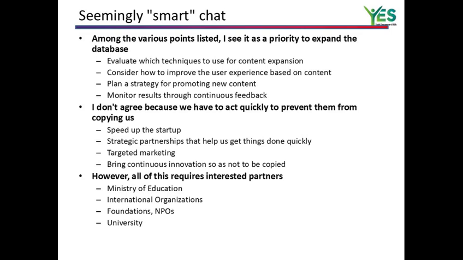Yes, but all of this requires interest from potential partners. How do I find the right partners? How do I contact them? And ChatGPT immediately replied to me by listing the Ministry of Education, international organizations, foundations, NGOs, universities as the right partners. Perhaps he did not understand the meaning of my objection. But I avoided specifying and went on.